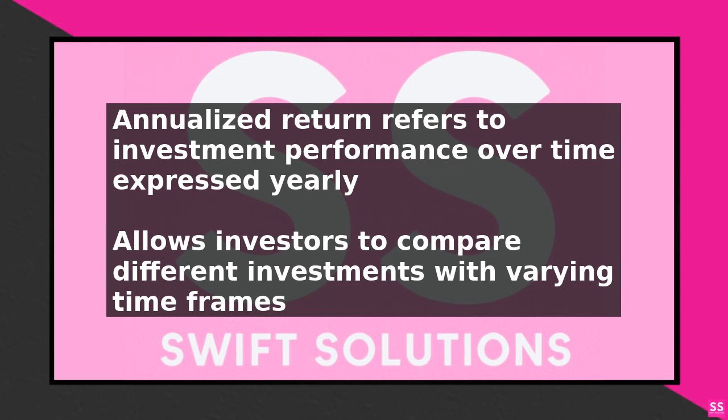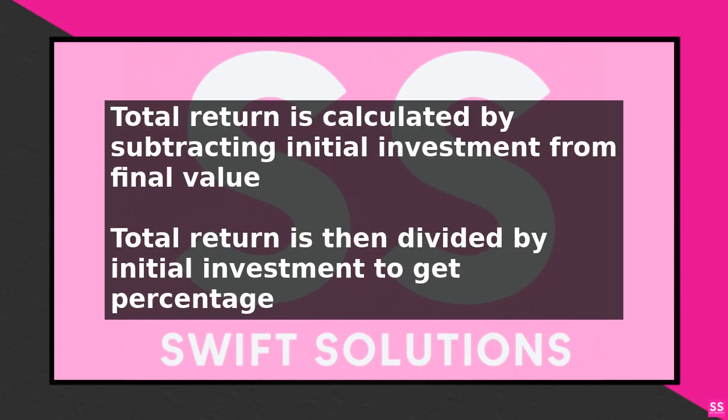The first step in calculating the annualized return is to determine the total return of the investment. This can be done by subtracting the initial investment from the final value and dividing by the initial investment. For example, if you invested $1,000 and it grew to $1,200, the total return would be 20%.